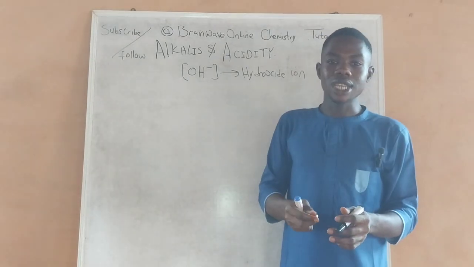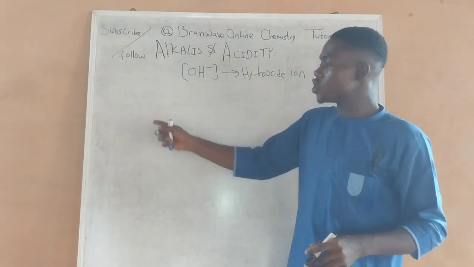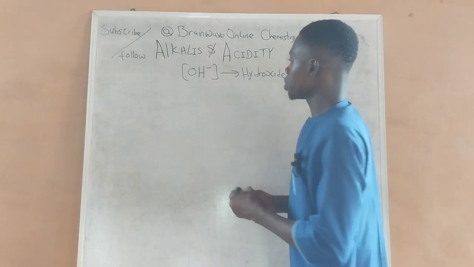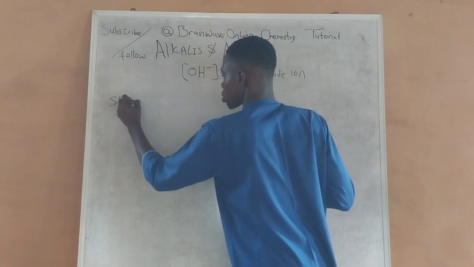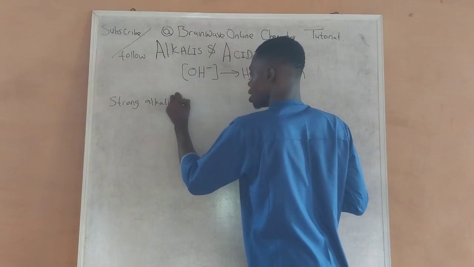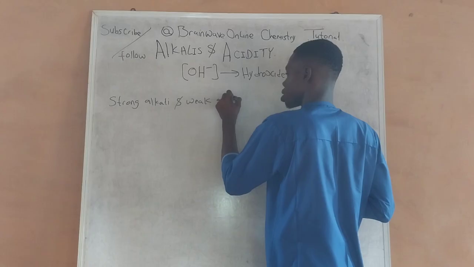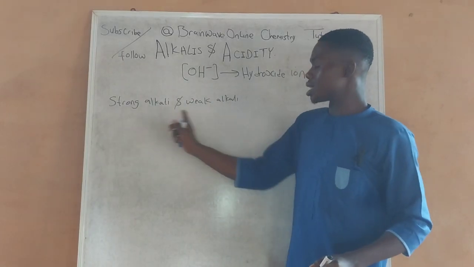And earlier on, I said that alkalis are soluble oxides or hydroxides. Now from here, we'll be moving straight to the types of alkalis. We have two types of alkalis: the strong alkalis and the weak alkalis.